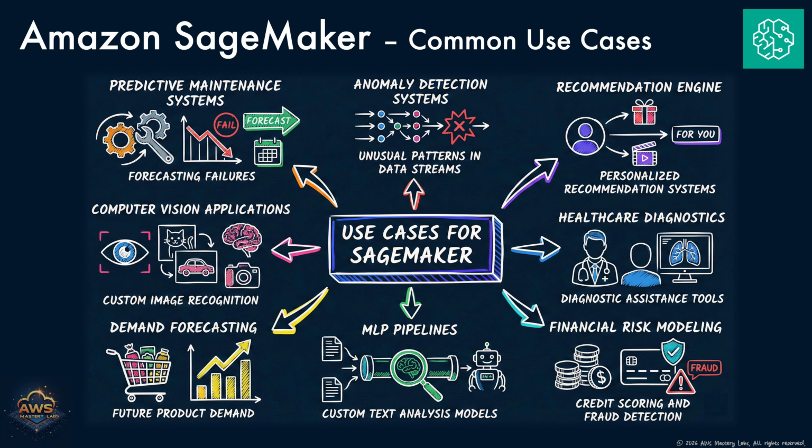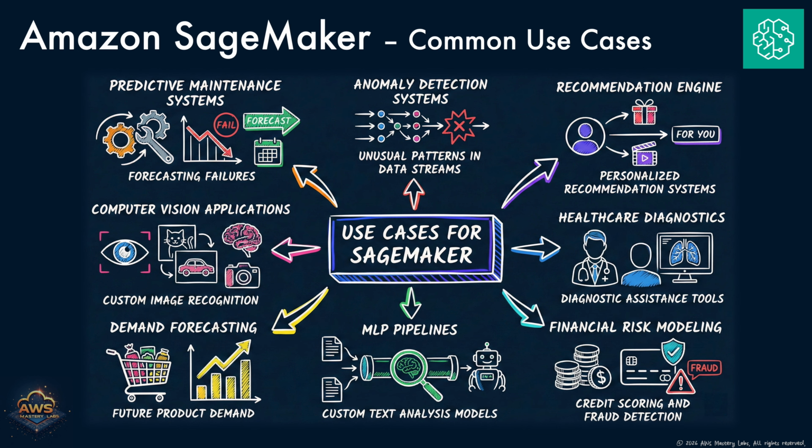Amazon SageMaker isn't just a powerful platform, it's also incredibly versatile, enabling a wide range of real-world machine learning applications across industries. One popular use case is predictive maintenance. By analyzing sensor data from machinery or vehicles, SageMaker can help forecast equipment failures before they happen, reducing downtime and saving on repair costs. In the world of computer vision, SageMaker enables the development of custom image recognition models tailored to specific industries.